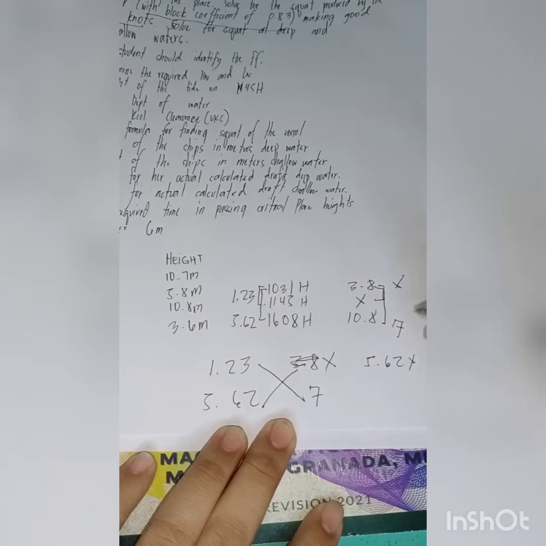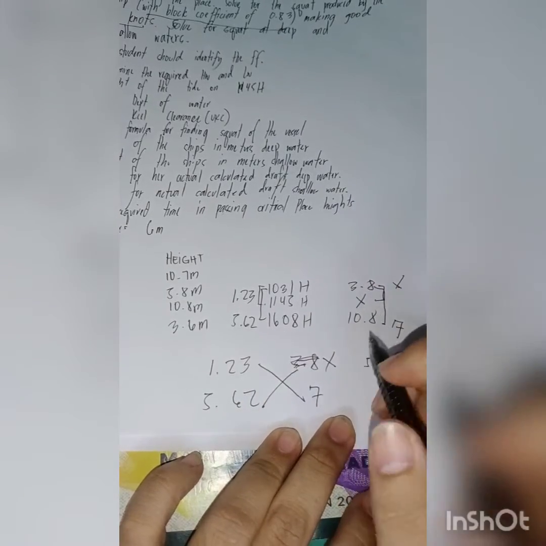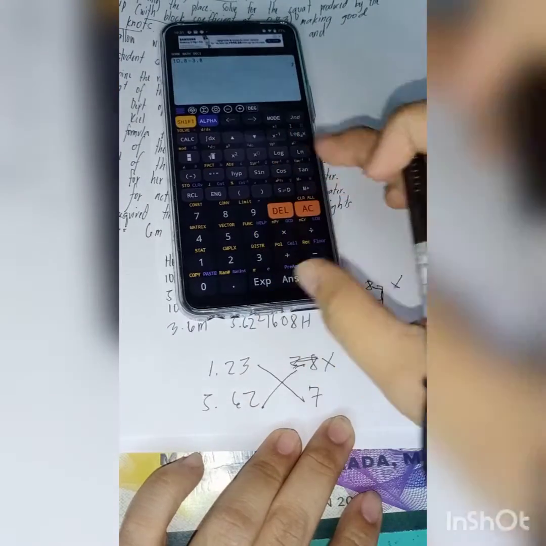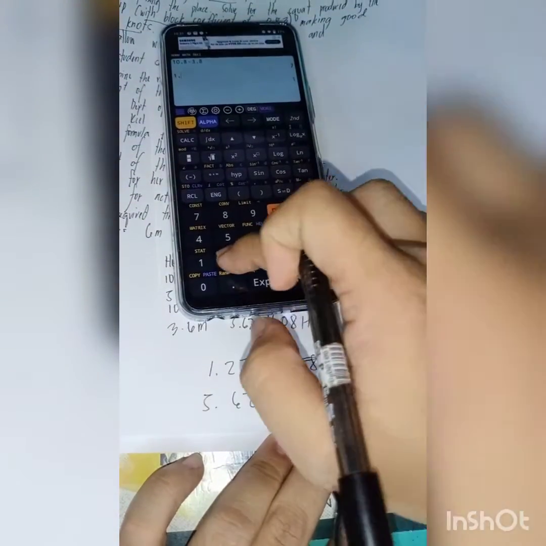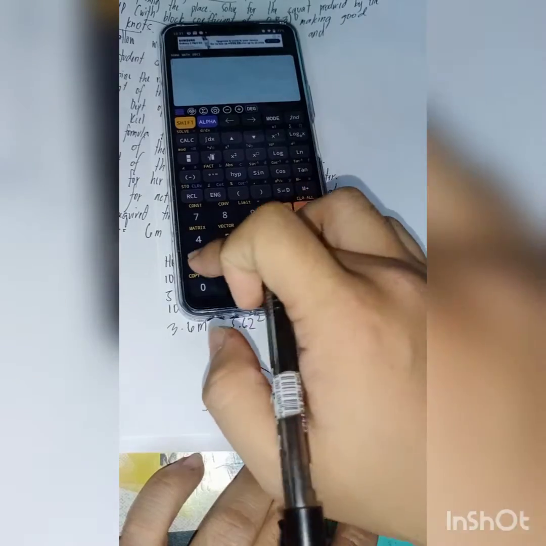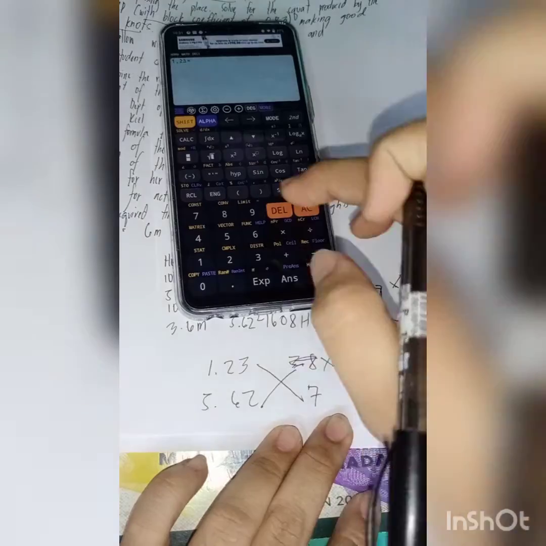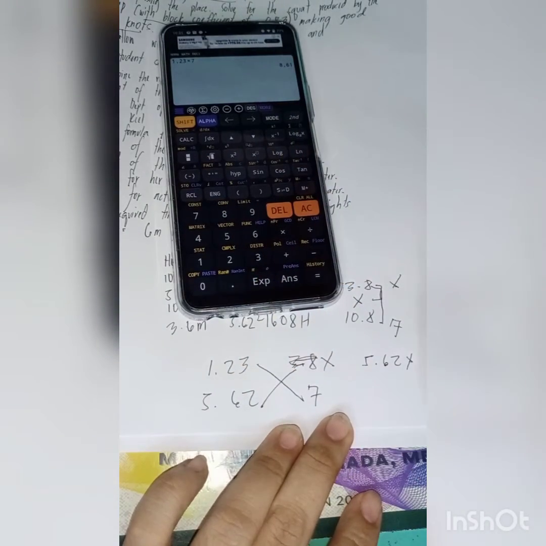x, because it has no value here. So 1.23 times 7. So 1.23 again, 1.23 times 7, which is 8.61.